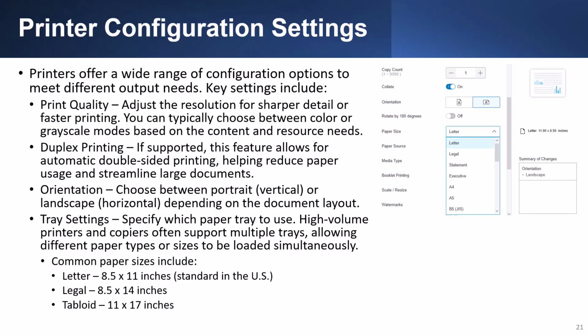Tray settings specify which paper tray to use. High-volume printers and copiers often support multiple trays, allowing different paper types or sizes to be loaded simultaneously. Common paper sizes include letter, which is 8.5 by 11 inches and standard in the US, legal, 8.5 by 14 inches, and tabloid, which is 11 by 17 inches.